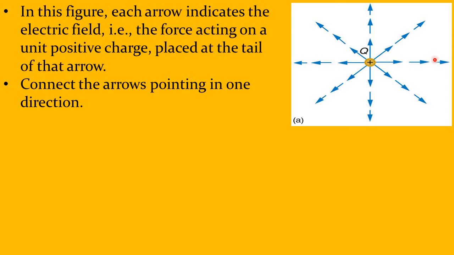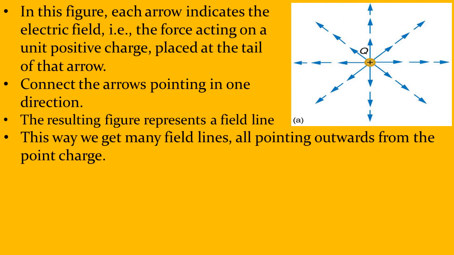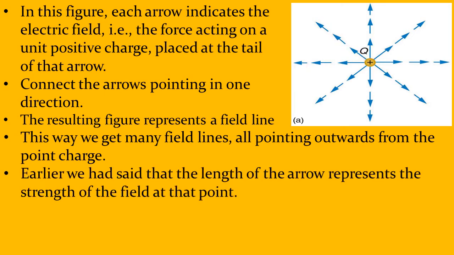If I join all these arrows, I'll get a line here. Similarly, if I join all these arrows, I'll get a line here. So similarly, if I join all these arrows, I will get a line. So this line is called an electric field line. This way, I get many field lines. Each field line would be pointing in a different direction.